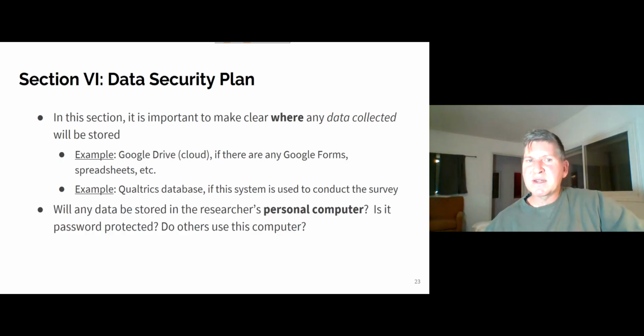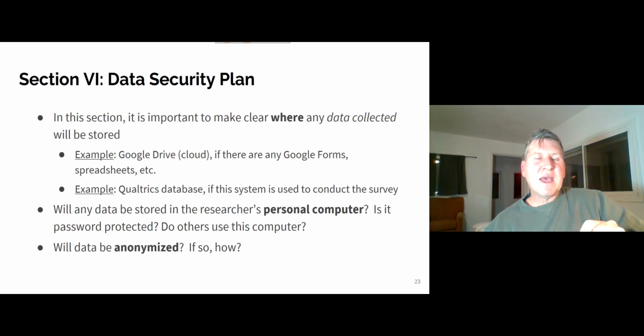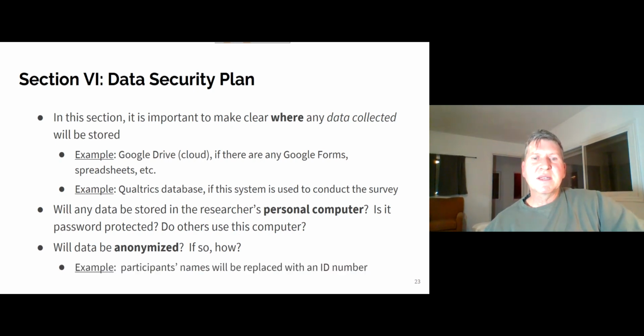There's information stored on some server with Qualtrics, and I need to mention that that information is stored in a location that's password protected. If there's any data that's stored on a researcher's computer, we need to make sure it's password protected, and we need to indicate that no others are going to be using the computer if that's the case. It's a good idea to anonymize data, especially participants' names, and discuss it in section 6. For example, instead of using their names, replace them with an ID number. If there's an ID number, it's considered anonymized, especially if it's in some kind of sequential order.